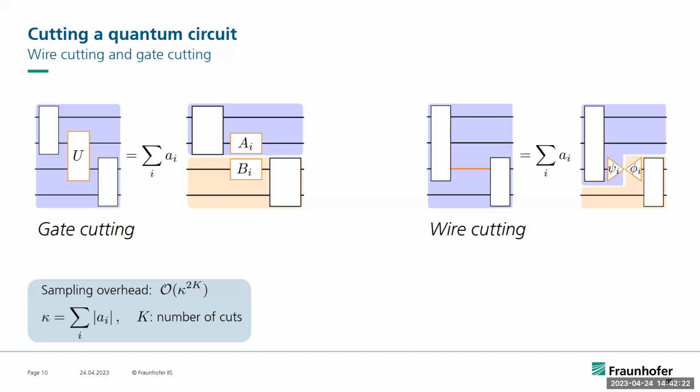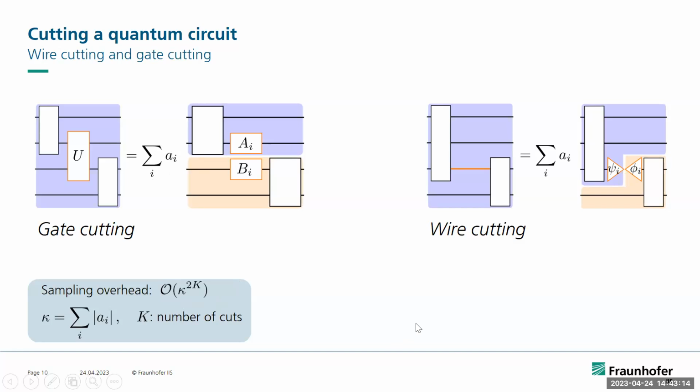Of course, this cutting doesn't come for free. You have to pay a price. Otherwise, quantum computing wouldn't make much sense. And the price you pay is in terms of sampling overhead, meaning that you need more samples or more shots in the experiment to estimate, for example, an observable to the same additive error. And you can calculate this sampling overhead, which we call kappa, by a sum over the absolute values of these expansion coefficients. And then the sampling overhead is kappa squared. And if you have k cuts in the circuit, then it's kappa to the 2k. So it grows exponentially in the number of cuts you do in the circuit.